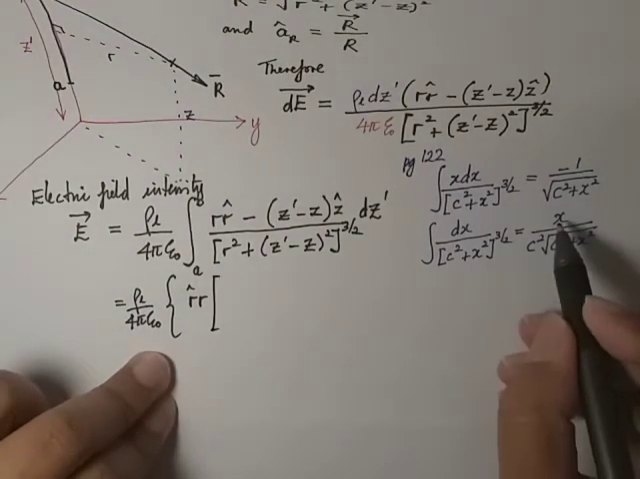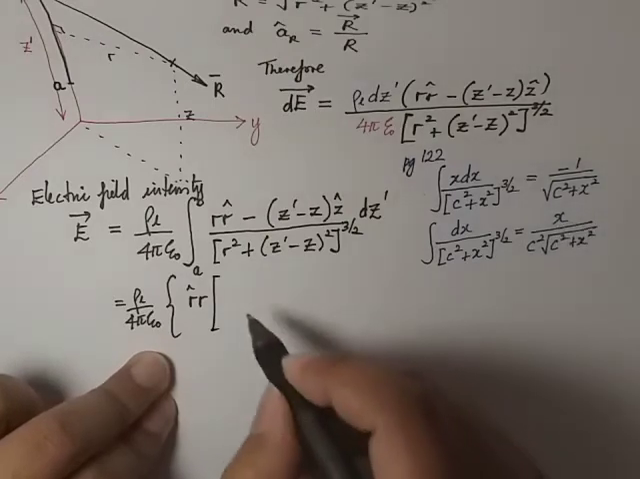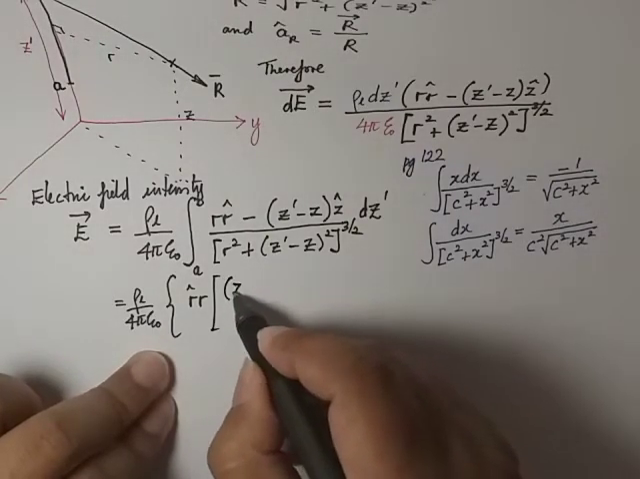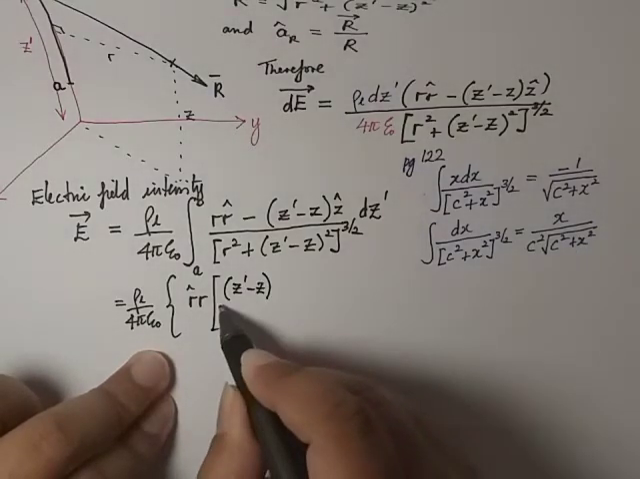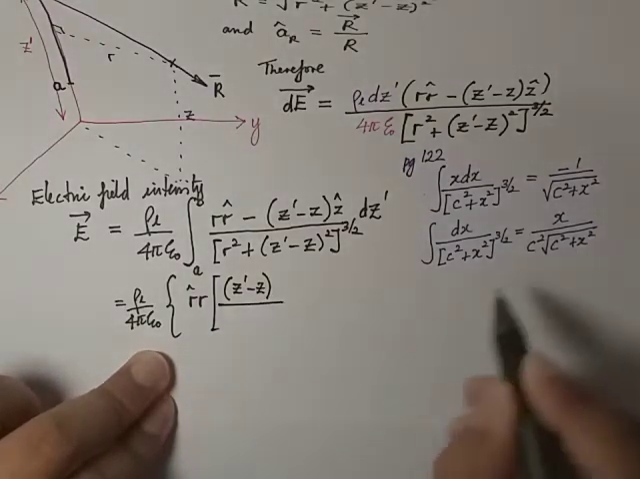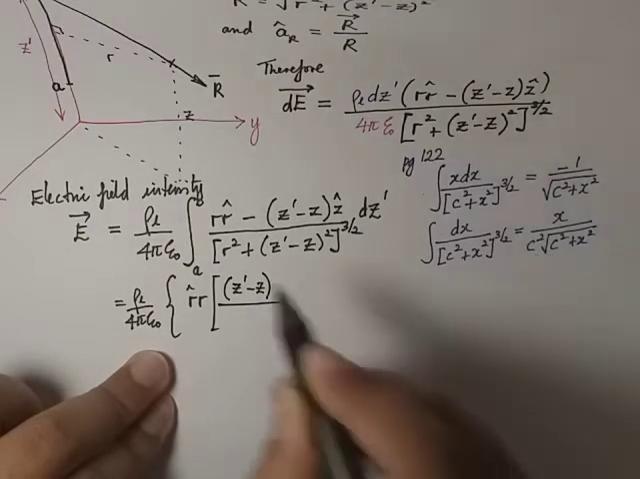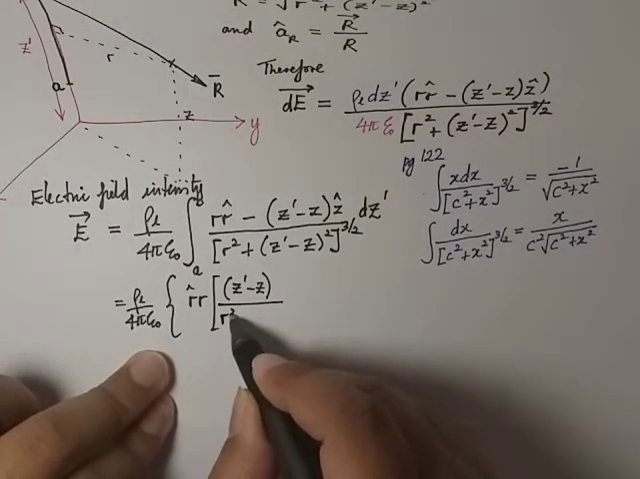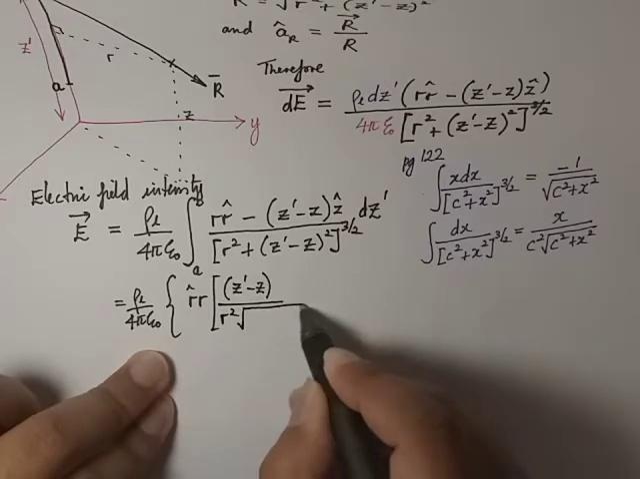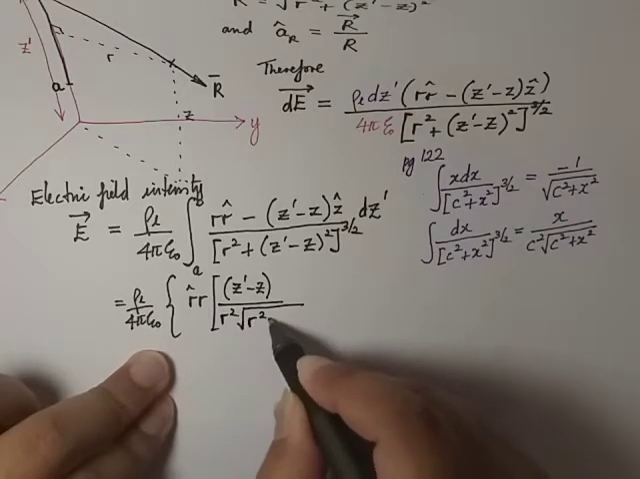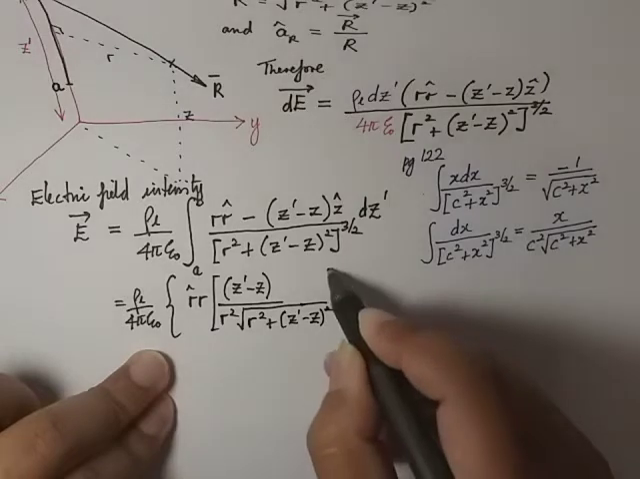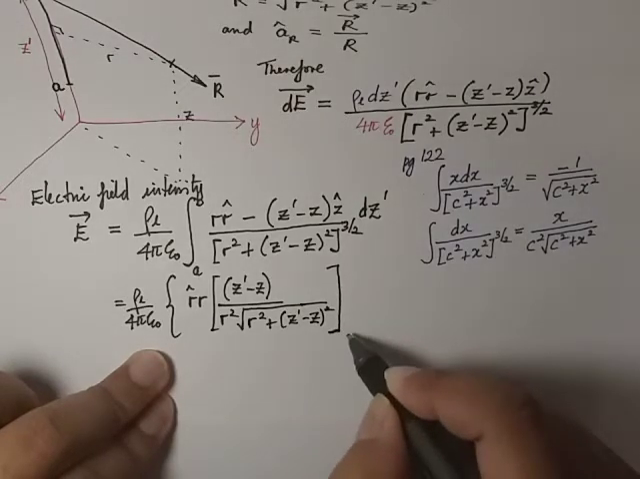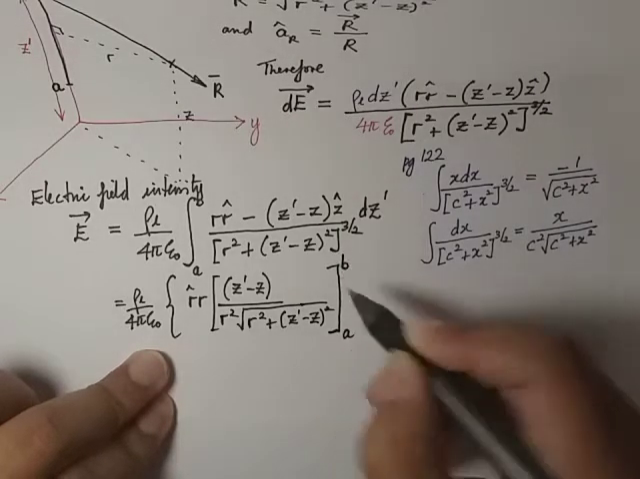So this one should be our Z prime minus Z. That should be the X. I'm going to divide everything, so my C now should be the R, therefore R squared, square root of R squared plus Z prime minus Z squared. The limit of the integration is from A to B.